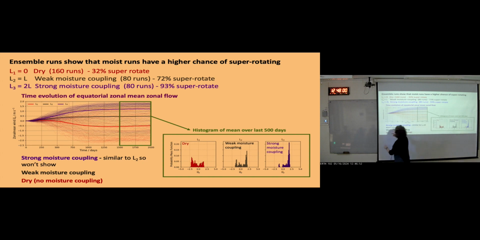And here you see the mean zonal wind at the equator as a function of time. We start with no wind, and the wind either decreases to subrotation or increases to superrotation, or in the middle, and here you see the distribution. So the more moist you are, the more superrotation you have.